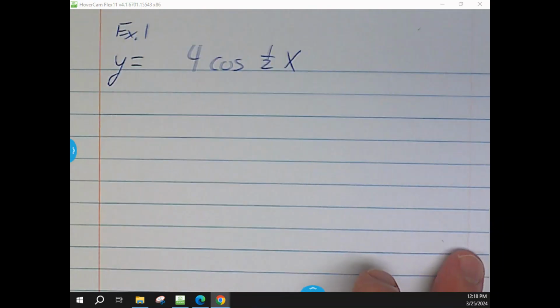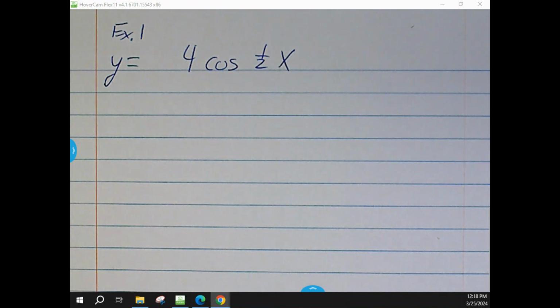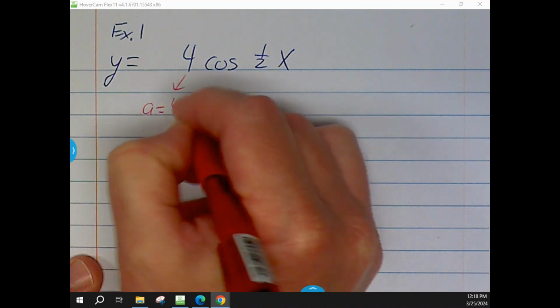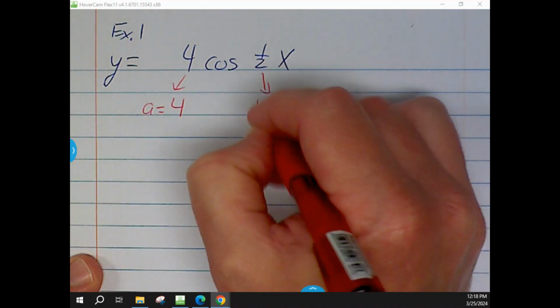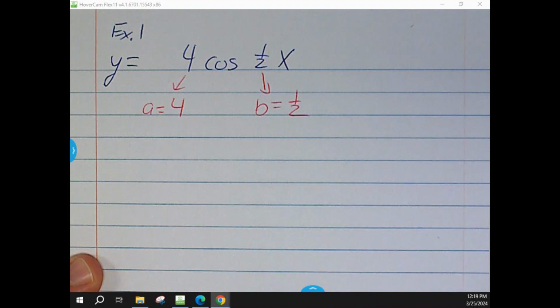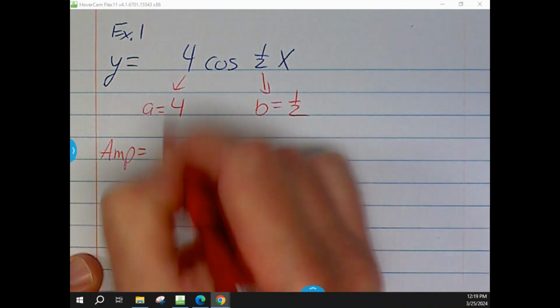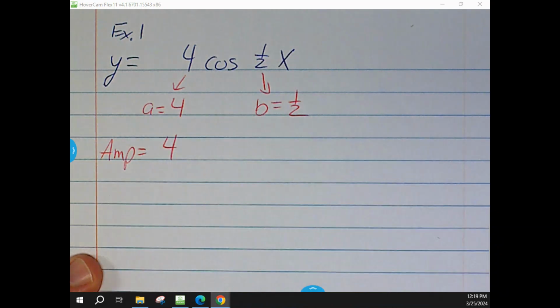Okay, so here we go. Now, it's got a fraction in it. It's 4 times cosine 1/2 x. Don't let the fraction bother you. It's still okay. You're still going to be fine. Okay, everything's still the same. That's still your A value. That's still your B value. So the amplitude, still the absolute value of 4. So the absolute value, that's still just 4.